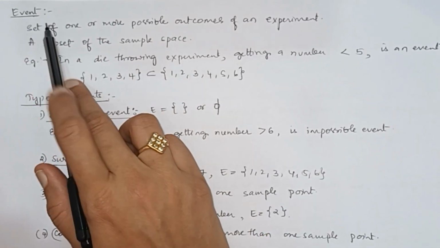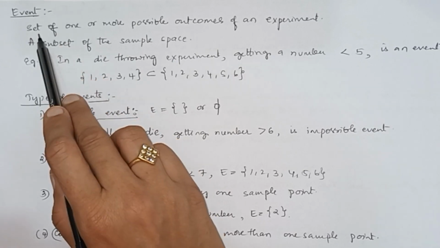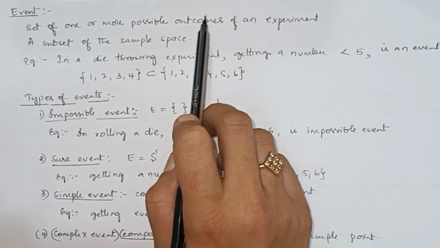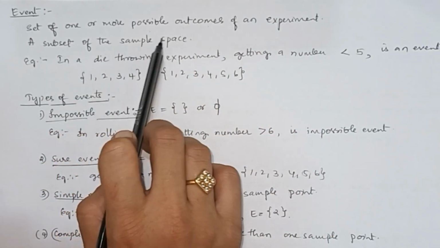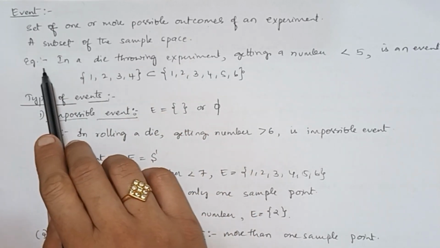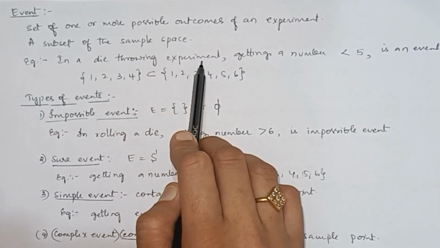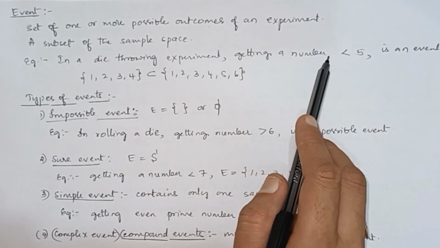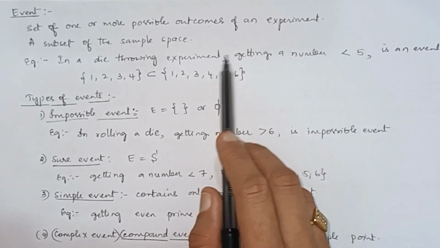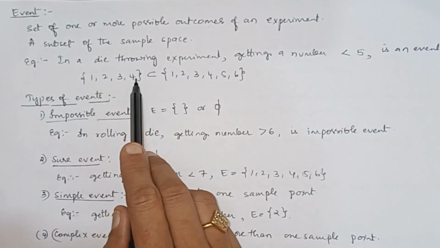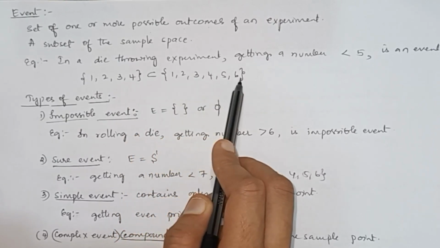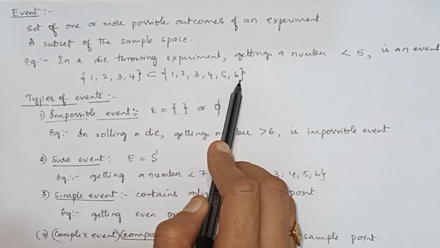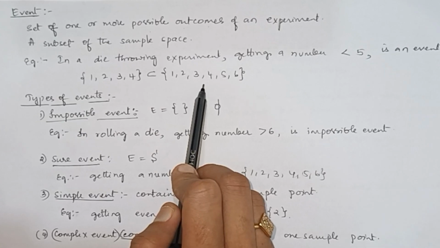Now next concept is event. What is an event? It is set of one or more possible outcomes of an experiment, or in other words, we can say it is a subset of the sample space. See, for example, if you roll a die or throw a die, getting a number less than 5, this is an event, because when you list numbers less than 5 which appear when you roll a die, the possibilities are 1, 2, 3, 4. This is a subset of {1, 2, 3, 4, 5, 6}. Subset means every element of this set should be in the sample space. This is the sample space of that experiment. When you roll a die, you have 6 possibilities.